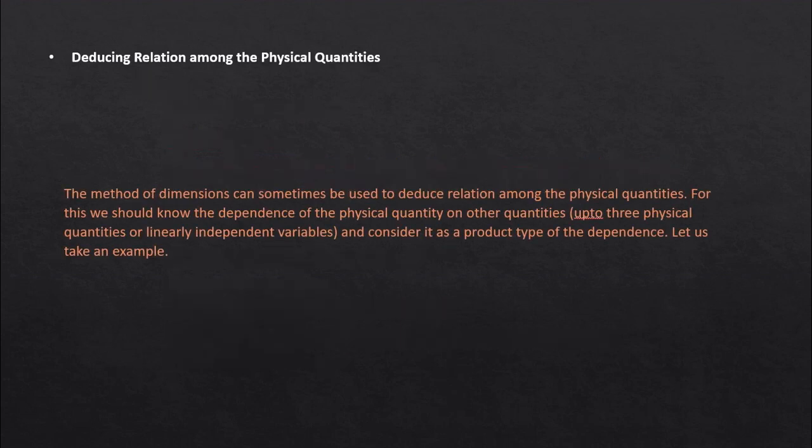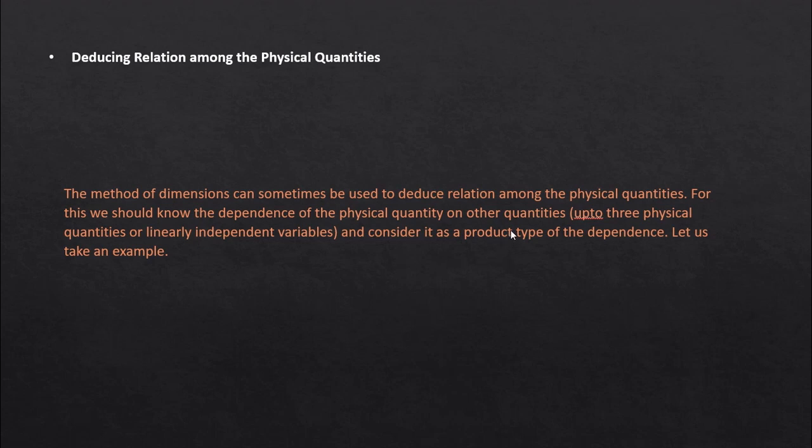Now our next point of this analysis. This is one of the most important ones, because using this you can deduce the relationship between different physical quantities. The method of dimensions can sometimes be used to deduce relations among the physical quantities. For this, we should know the dependency of the physical quantities on one another and consider it as the product type of dependence. Let us take an example.